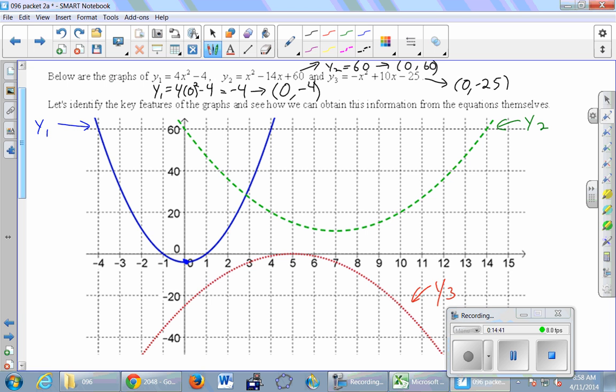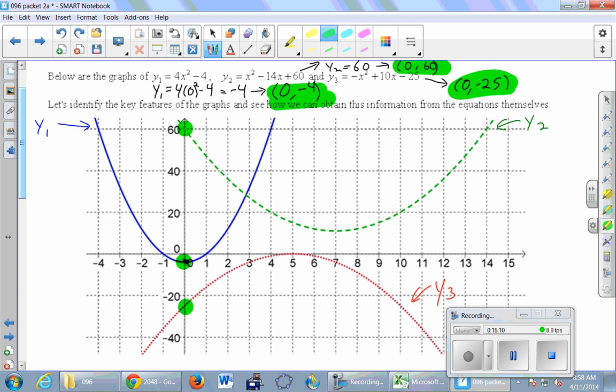what are these points called? 0, negative 25, 0, 60, and 0, negative 4? What are they? They are coordinates, it's true, but they're special coordinates. What are those points all called? Those are all y-intercepts, right? We know that the y-intercept is where the graph hits the y-axis.